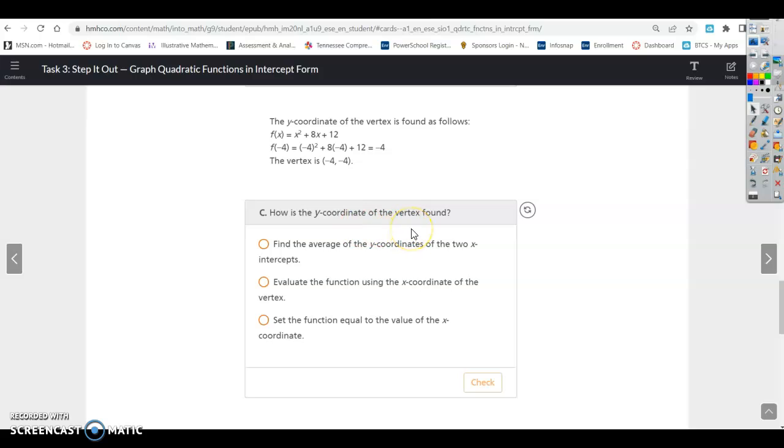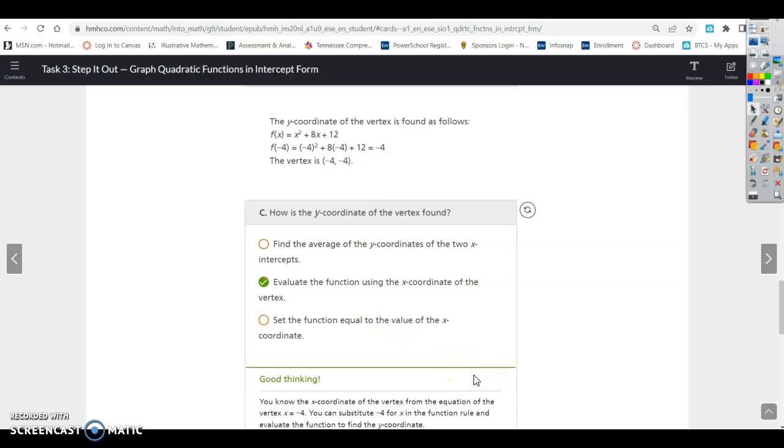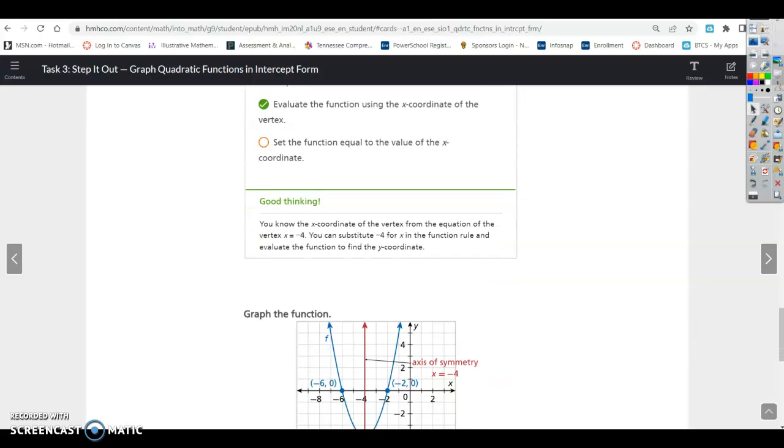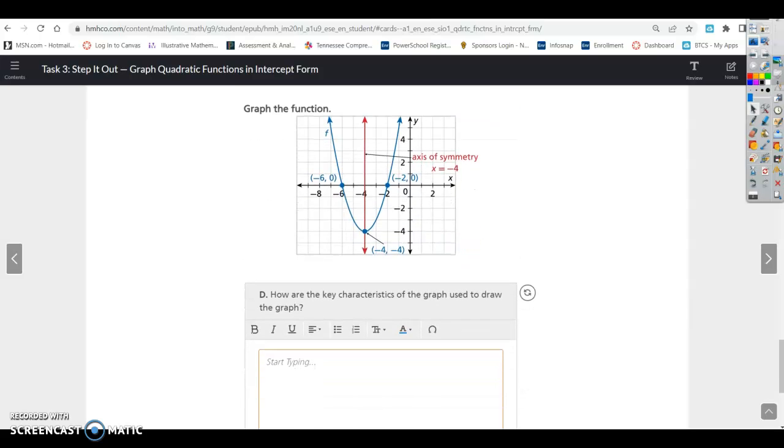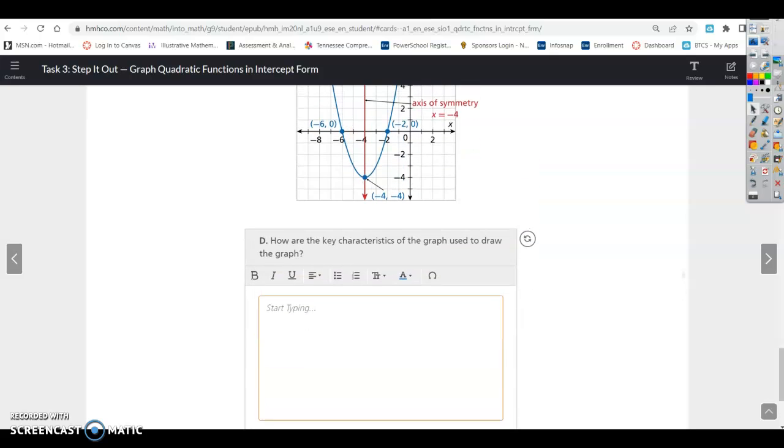How is the y-coordinate found? Find the average of the x-coordinates, evaluate the function using the x-coordinate, or set the function equal to the x-coordinate. To evaluate means to plug it in and solve, so that's the way you find it. Graph the function. We had two x-intercepts, and we can put those two points on here. Once you find the axis of symmetry, that gives you three points, and then you just sketch the curve between those three points.